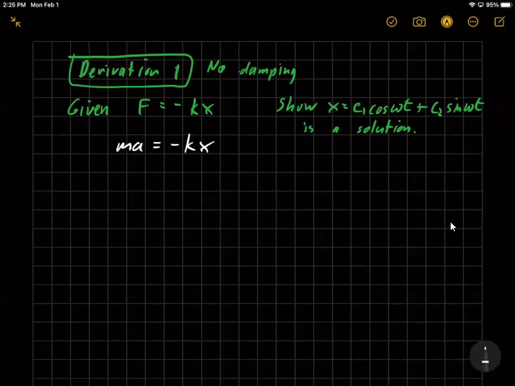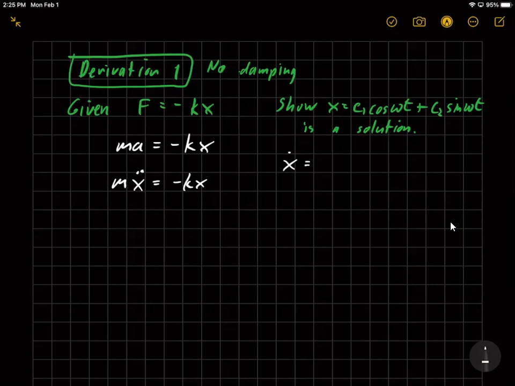So we can write that, and we know that a is the second derivative of x with respect to time. So we can write this. And in this case, I would not set it equal to 0. I would just leave it like that. Then what we need to do is show, over here we know what x is, but let's find what x dot and x double dot are in the right-hand column.